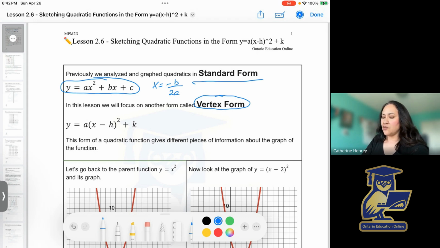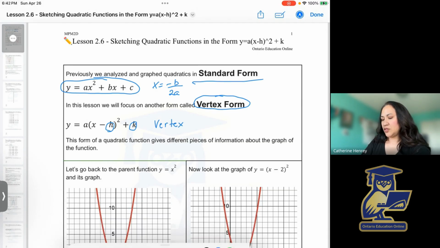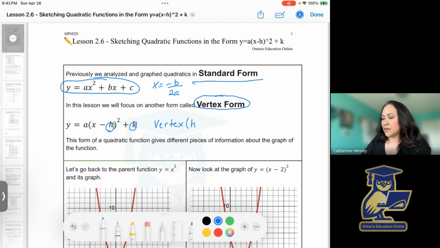Well, in vertex form, which is y equals a times x minus h squared plus k, the h and the k are actually the vertex. So helpful when we want to find the vertex quickly if the function is in vertex form.